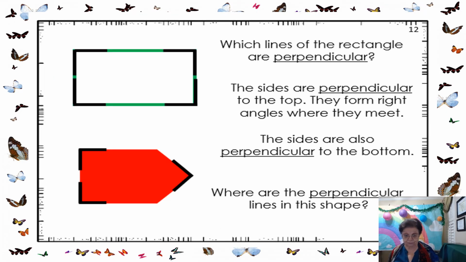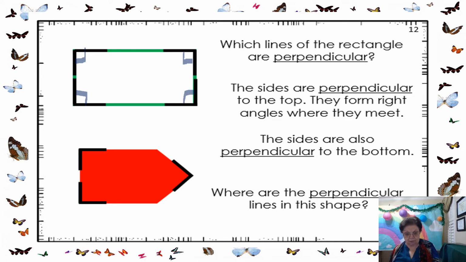Which lines on the rectangle are perpendicular? The green ones or the black ones? Yes, the black ones, you can make a square. The green ones are parallel. But these black lines are perpendicular. Perpendicular, you can make a square.